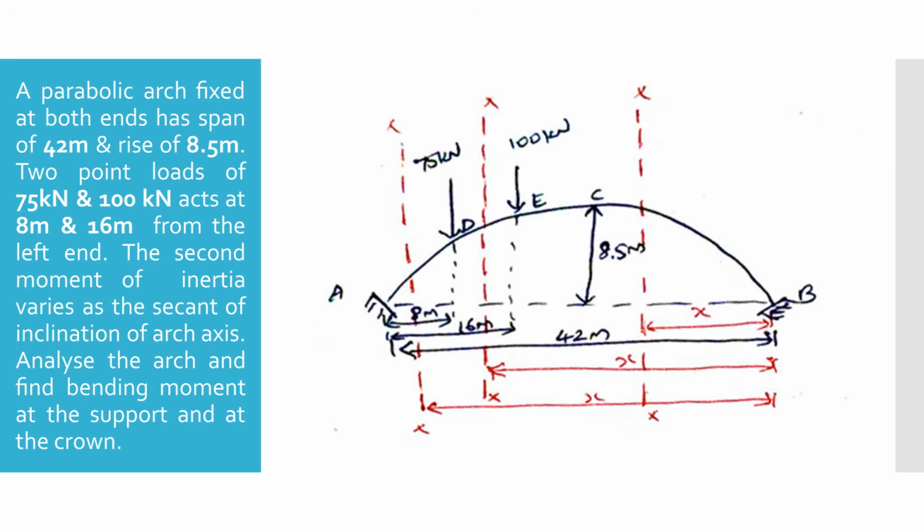It carries two concentrated point loads, 75 kilonewtons at 8 meters from the left support and 100 kilonewtons at 16 meters from the left support. The second moment of area varies as the secant of the inclination angle. Our goal is to complete the full structural analysis and find the bending moments at the supports and at the crown. Let's examine the mathematical setup.